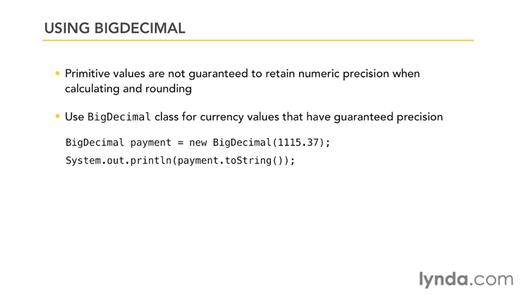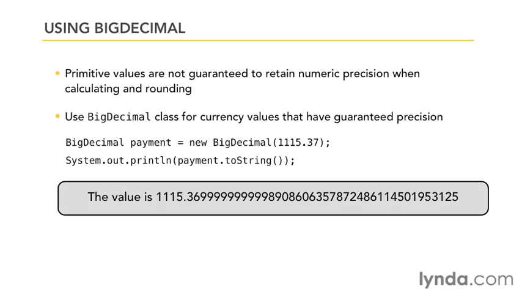Here's an example of what can go wrong. Let's say that you're starting off with a primitive value, in this case a literal, of 1115.37. I'm going to create an instance of the BigDecimal class called payment, and I'm constructing it directly from that literal value. And then I'm going to output that value as a string. You might think you'd see the value 1115.37 as a string, but in fact, you're going to see something like this. The exact value is going to vary depending on your system, your processor, and other variables. But internally, the number is stored in a very surprising way.